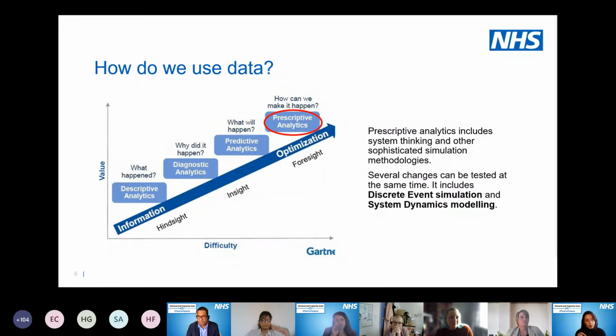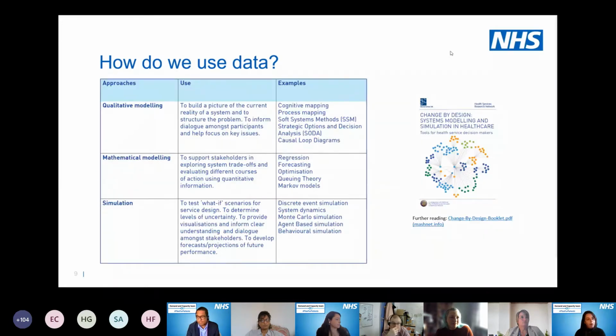Discrete event simulation and system dynamics modelling are the two that we're focusing on. They are just part of a range of methods, and they all have their place. But in terms of system level demand and capacity modelling, these are the two approaches that we would emphasize to you today.